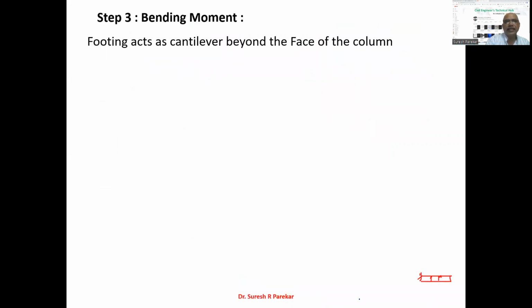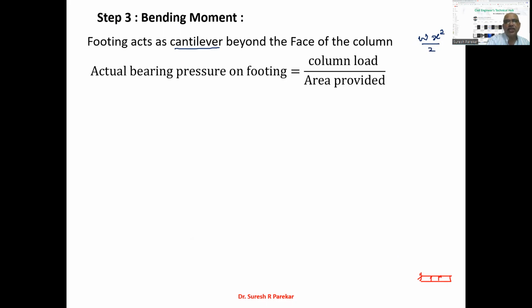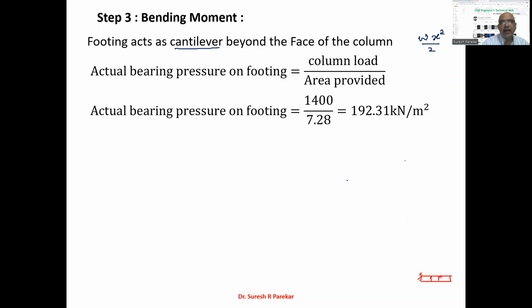Then we have bending moment. We know these projections act as cantilever beyond the face of the column. So for cantilever, we have the formula Wx square by 2, where x is the cantilever length. And then we are in a position to find this bending moment. But for this bending moment, we have to find the load, and that load is the actual bearing pressure. So we have the column load.